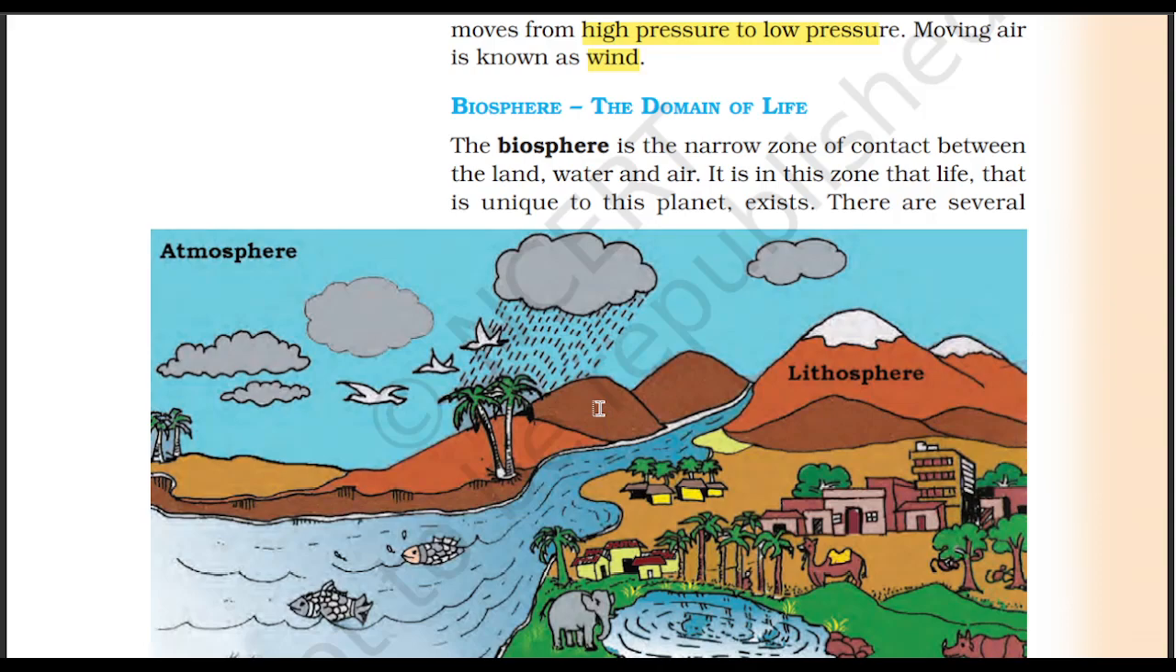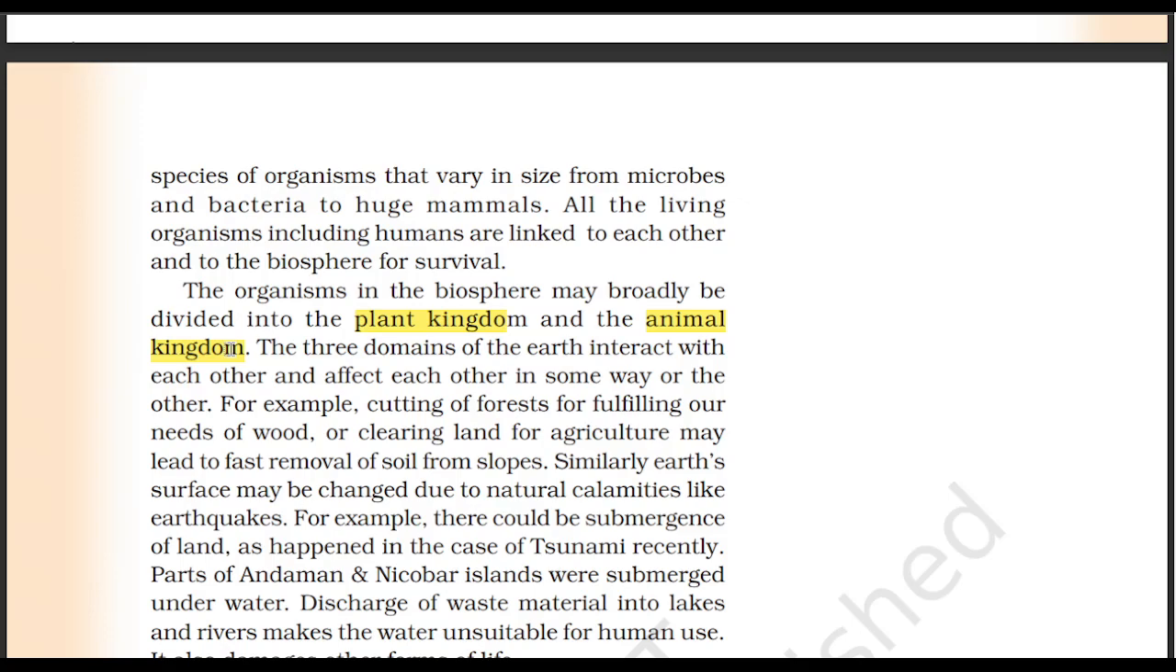Species of organisms vary in size from microbes and bacteria to huge animals. All the living organisms, including humans, are linked to each other and to the biosphere for survival. The organisms in the biosphere may broadly be divided into the plant kingdom and the animal kingdom. Means two things live on earth, that is plant and animal. In animals, humans are included.